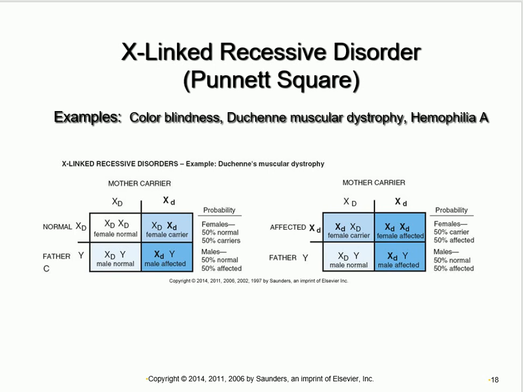So I get one fine. You get me another one fine, I'll be totally normal. One fine and one affected, I'll be a carrier. There is no chance to get an affected female. Did you get the idea? If the mother is a carrier and the father is affected, yes, this is where you can see females that are actually affected.